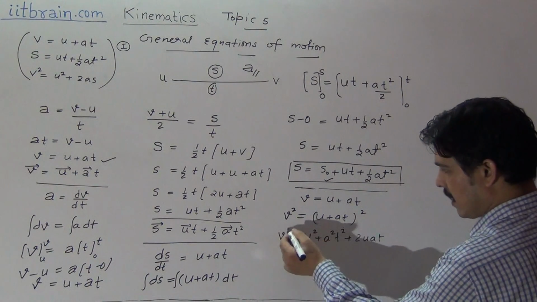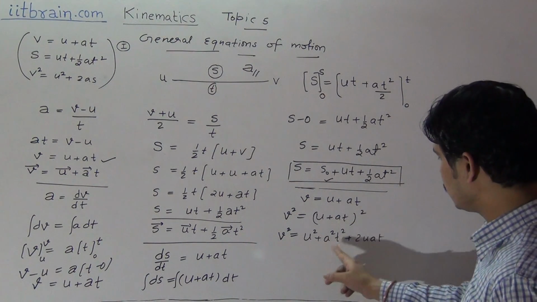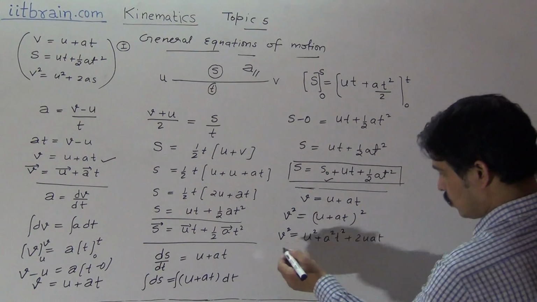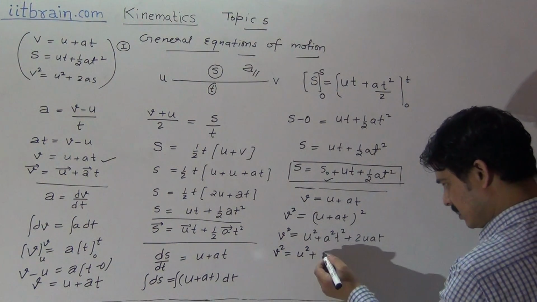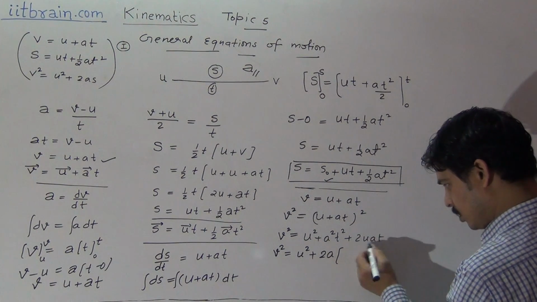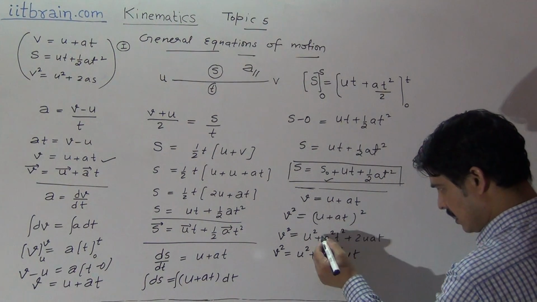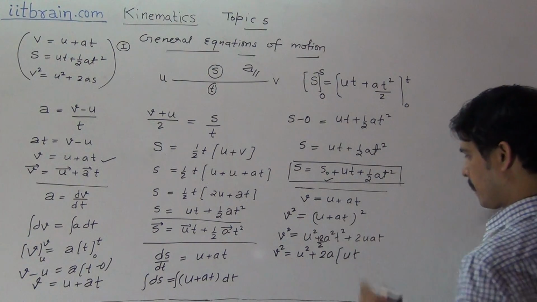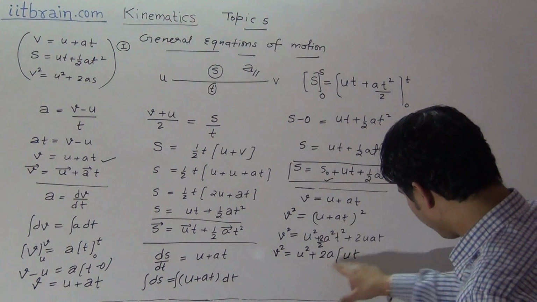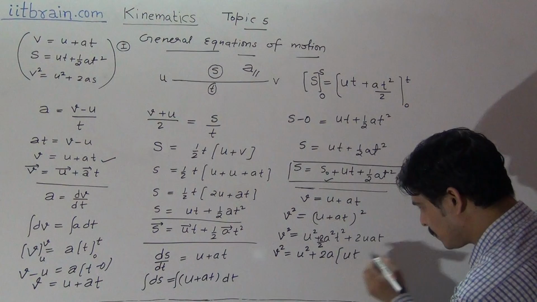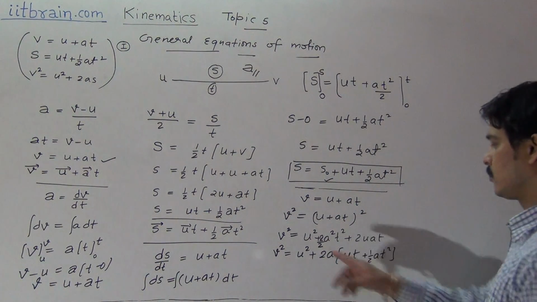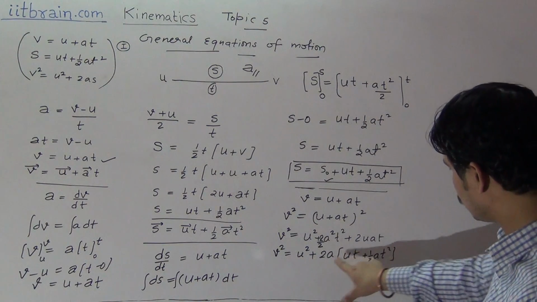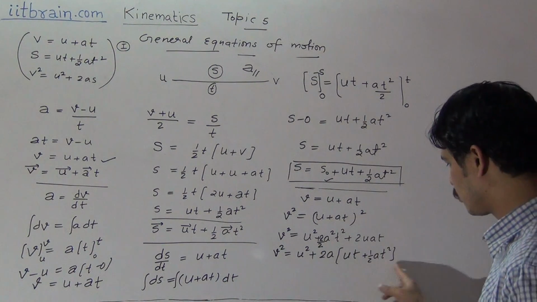This is v square equal to u square plus a square t square plus 2u at. So you can write this as v square equal to u square plus, take 2a common. If you take 2a common, you will get ut, and multiply and divide by 2. You will get ut from this part and half a t square from the first part. So this will be v square equal to u square plus 2a into (ut plus half a t square).